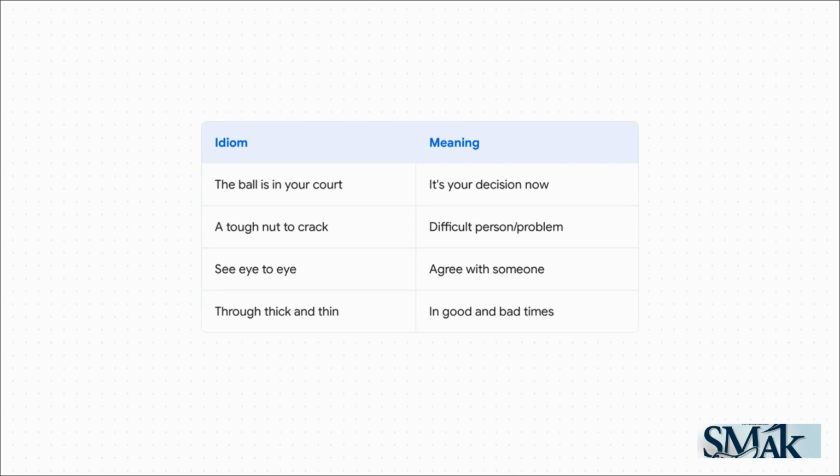For example, if you want to say, "it's your decision now," you can just say, "the ball is in your court." Or, got a difficult person or problem you're dealing with? Call it a tough nut to crack. Want to say you agree with someone? Tell them you see eye to eye. And sticking by someone in good and bad times means you are with them through thick and thin. Dropping these seamlessly into your everyday sentences instantly signals a much higher level of fluency.